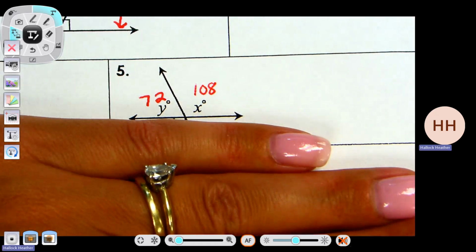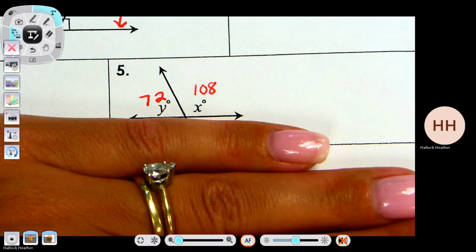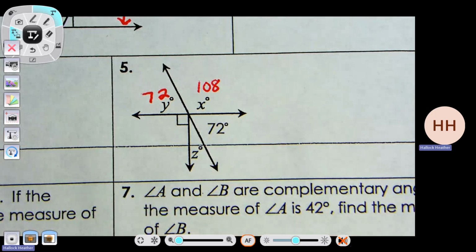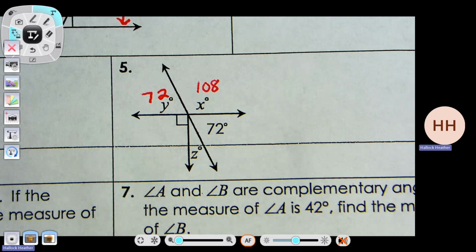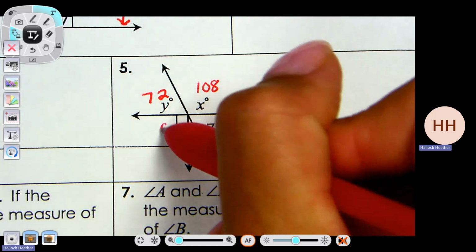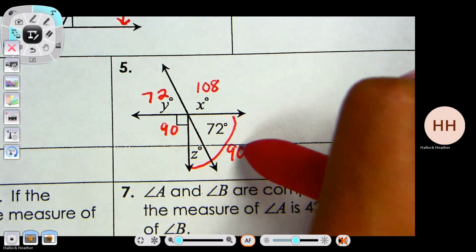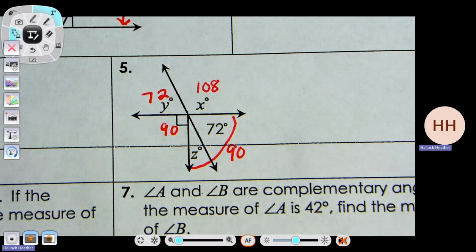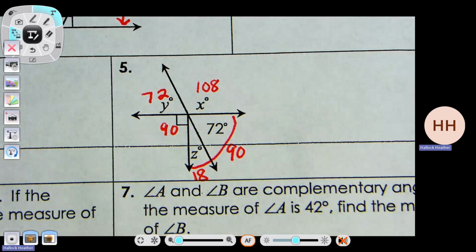There's different ways to find Z. Who found Z? What did you do? I added 72 and subtracted it from 90. Oh, yeah. Okay. So because you have a square, this side is 90. So if you subtract 72 from 90, how much is left over? 18.